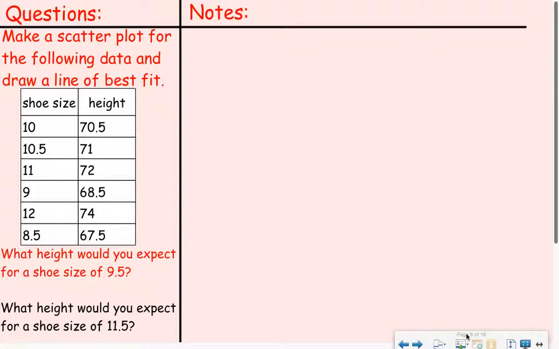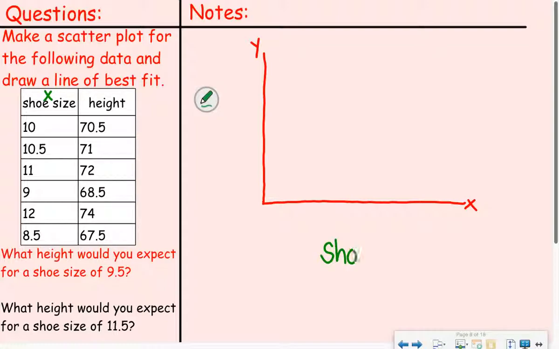Okay, last one. This one you are going to make your own scatter plot. So we've looked at a bunch of different scatter plots in this lesson. Now it's time for you to make one. So we're going to make our X and Y axis. We know that our X-axis is shoe size. And we know that our Y-axis is height.